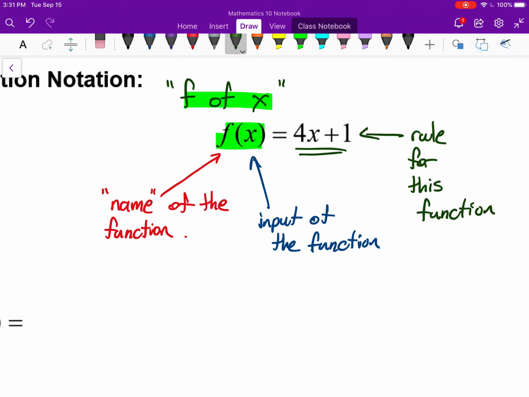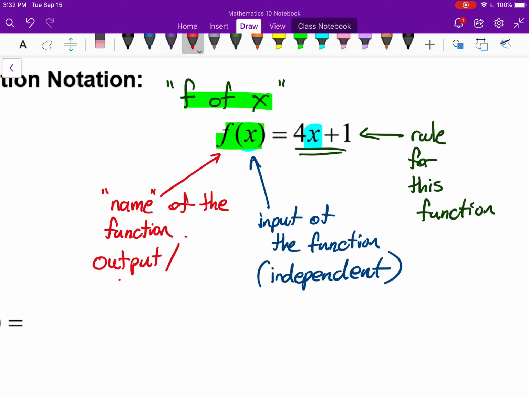So for this particular function, whatever number you put in, x, we multiply by 4 and add 1. And whatever that is, that's what comes out. That's the output. So another way of saying this is the input is the independent variable, usually x, and the output, in this case f, has to do with range. I can also put that right here. That's the output, or the dependent variable.